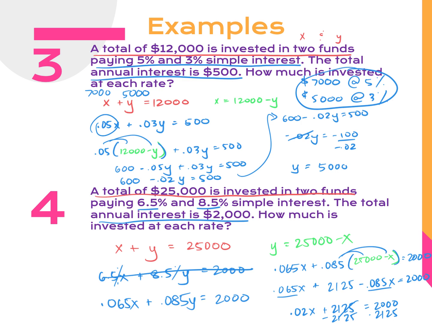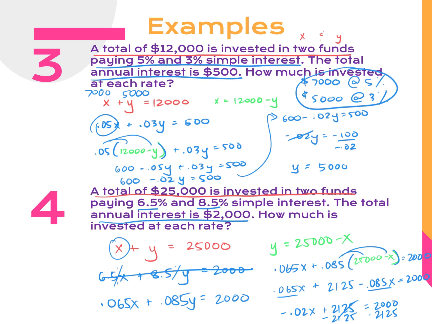And I'm going to divide by 0.02. And I'm going to get that X equals. And I should note that this ended up being a negative 0.02 dividing by negative, right? Negative like that. So I get X equals 6250. So now I know that account X is $6,250 at a 6.5% rate.